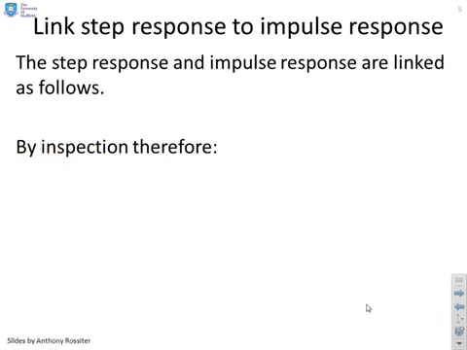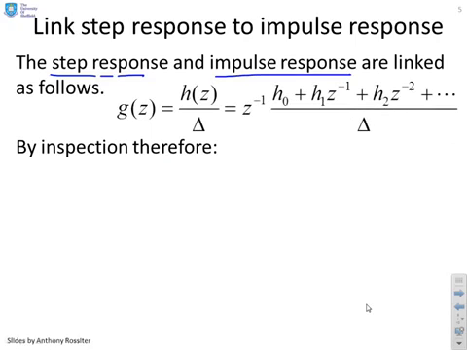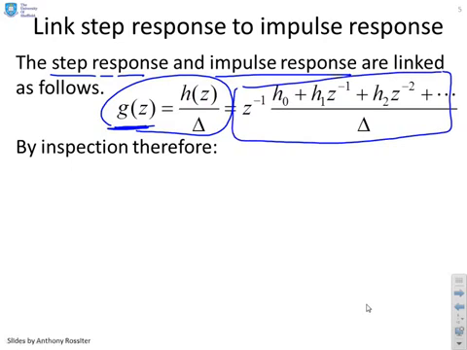However, this is where we get a nice advantage. The step response and the impulse response are actually very closely linked by a simple formula here. The step response G of Z is simply the impulse response H of Z divided by delta. So I've written that formula out here for you. Z inverse, I've got H of Z over delta. Now if I actually carry out the algebra for that, what you'll find is my definition of my H matrix was C delta inverse times CH.